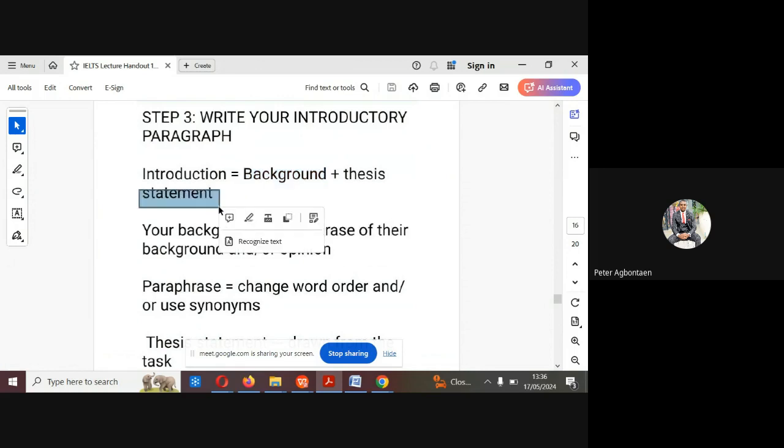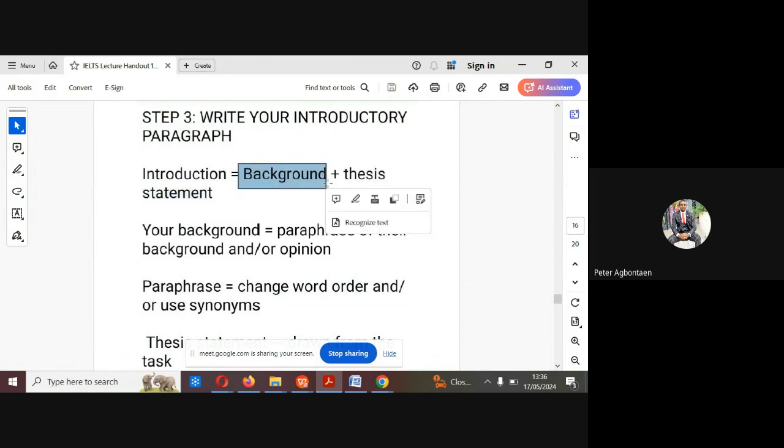So it means then that for us to know how to write a good introductory paragraph, all we have to do is to know how to write the background statement, and we also learn how to write the thesis statement. So by the time we master this and we write a good background statement and a good thesis statement, we will have an excellent introduction. And so let me start the discussion by explaining to you how to write the background statement, which is the first part of your introductory paragraph.